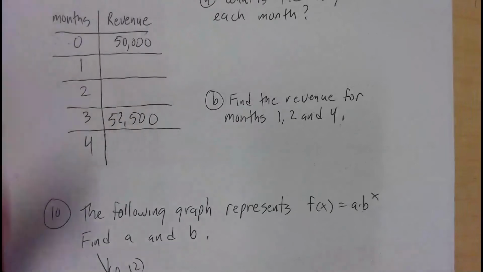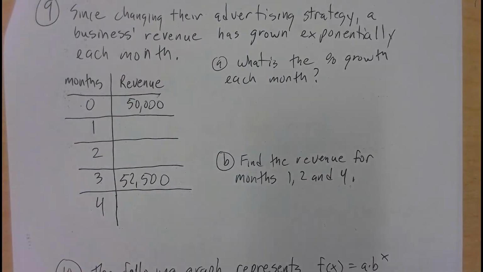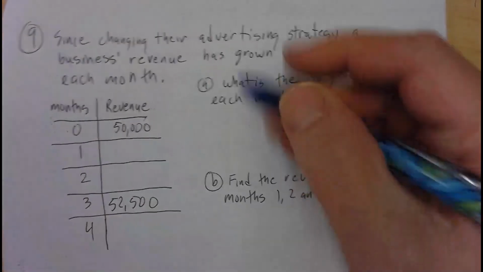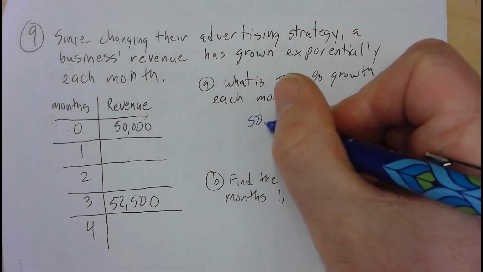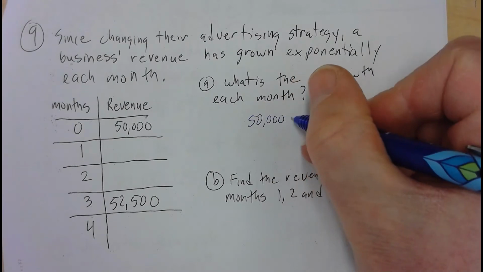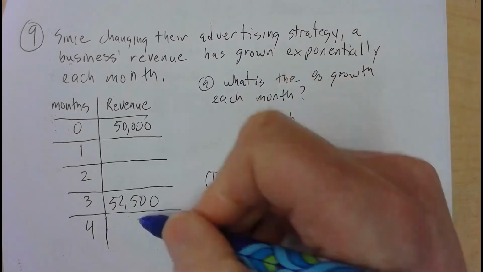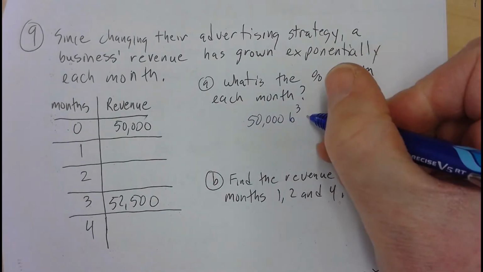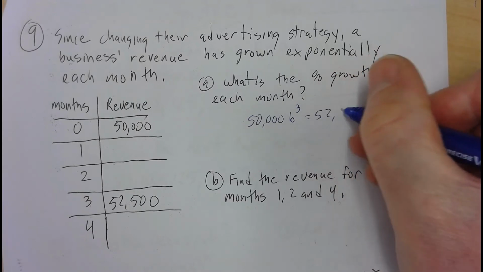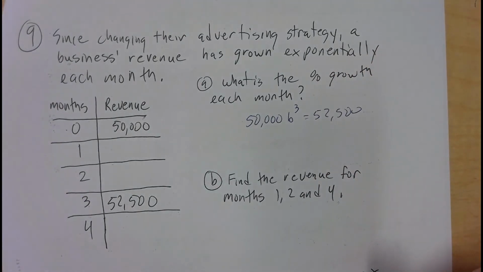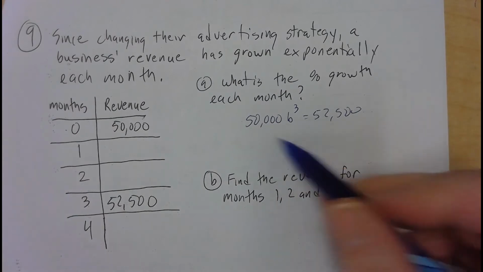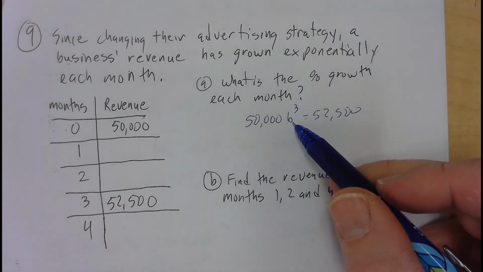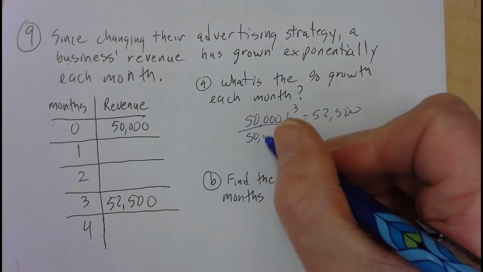So the next question here says, since changing their advertising strategy, a business's revenue has grown exponentially each month. Find the percent growth each month. All right, so we know that it's changing from 50,000. We don't know what B is, and 3 months later, it's changing to 52,500. All right, so we can divide that over. So basically, I'm just trying to solve for B. So I'm going to divide by 50,000.